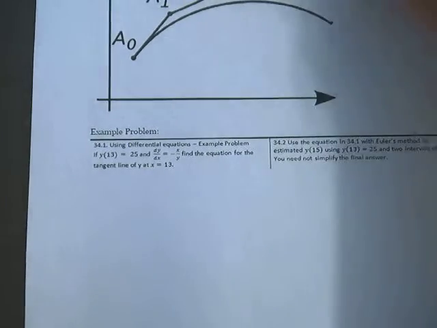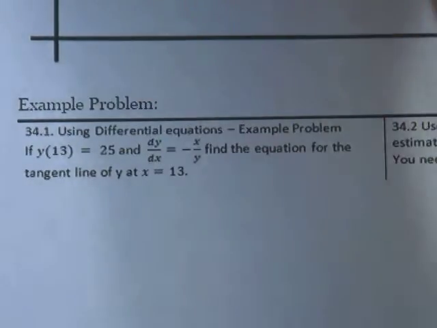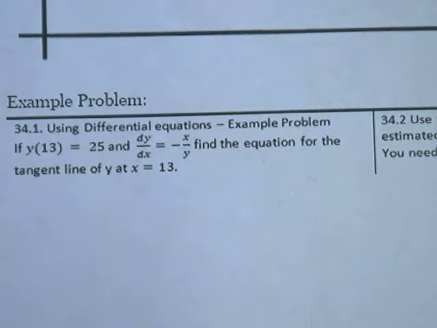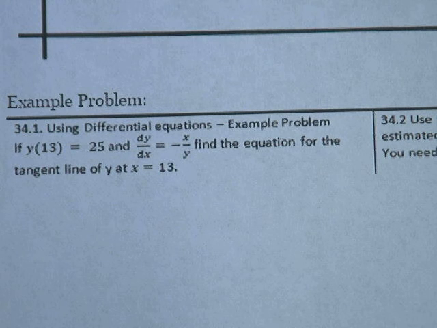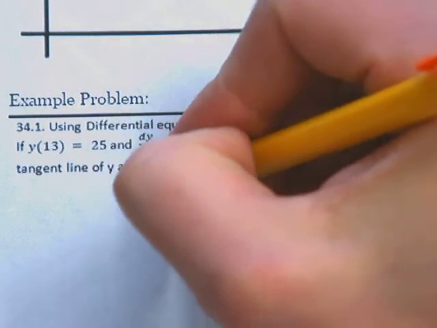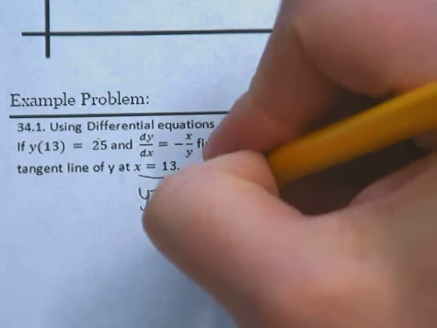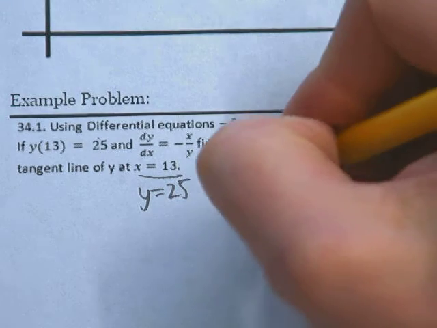Okay, so first question. We're given a differential equation, negative x over y. It's a circle. And we're given a starting value. We're trying to find the equation for the tangent line of y at x equals 13. So x equals 13, y equals 25, because we're given this point. We just plug it into our equation: dy over dx is equal to negative 13 over 25.